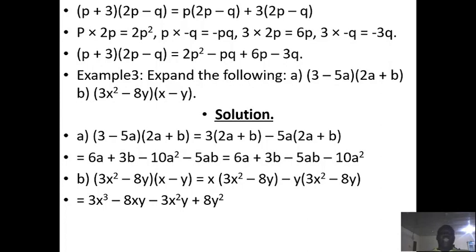Another example here again, I choose to split x and minus y so that I can repeat 3x squared minus 8y. So x times 3x squared will give us 3x cubed. X times minus 8y will give us minus 8xy. Minus y times 3x squared will give us minus 3x squared y. And minus y times minus 8y will give us what? Plus 8y squared. I hope it is clear.